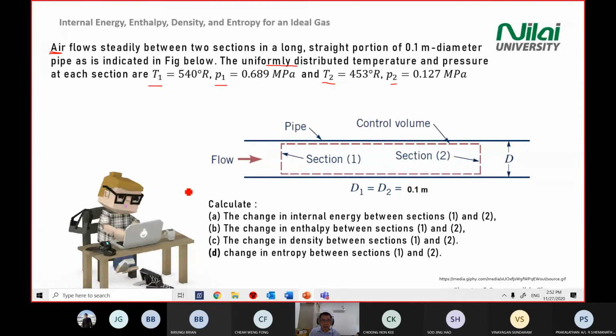Now we're going to find 4 things here. The first thing is the change in internal energy. I'm going to ask a question already. So what is the symbol that we use for internal energy?